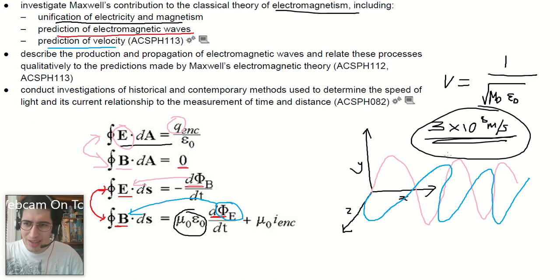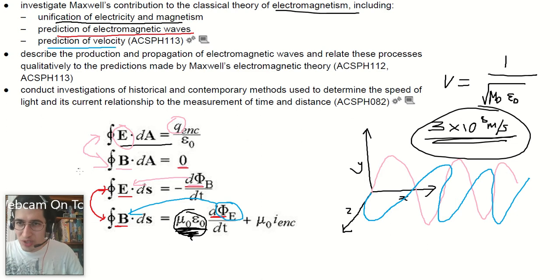So by using numbers that had been discovered by studying electricity and magnetism, he had calculated the speed of light without actually measuring light at all. And this was a really, really astounding thing. You can measure these values, mu naught and epsilon naught, much, much easier than you can measure the speed of light, which is just too incredibly fast.